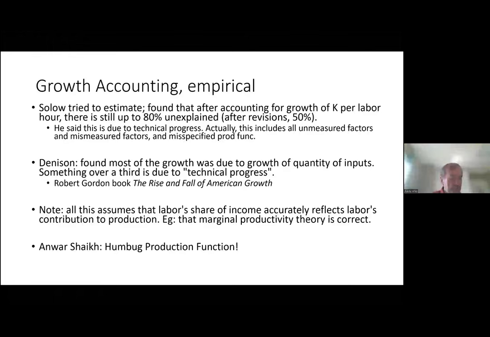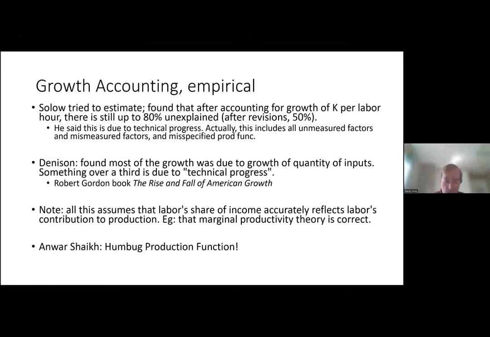So over the years, people have improved it in the sense that the unexplained part gets smaller and smaller. Denison finds about a third is due to technical progress. Robert Gordon has a really great book in many ways, The Rise and Fall of American Growth, in that he discusses a lot of the real-world stuff that really mattered, but still in the back of his mind, he has this framework, which is really a supply-side approach to economic growth. And I think that that is the main flaw of the book. Again, I don't want to go into that, but I just pointed out that this sort of work continues.